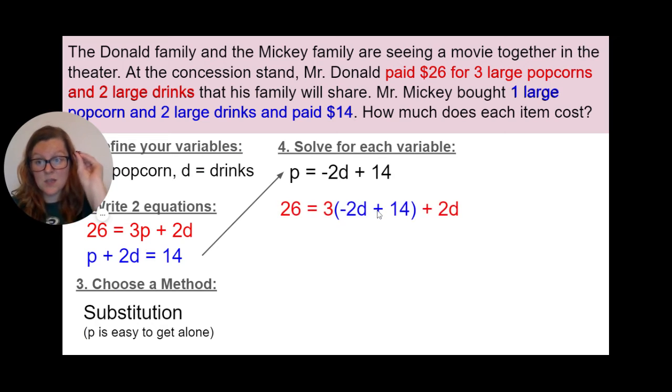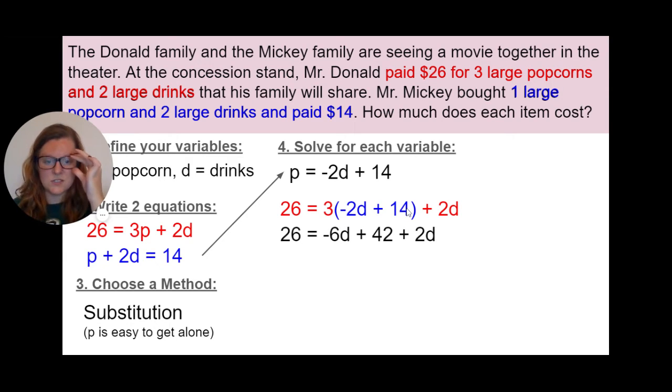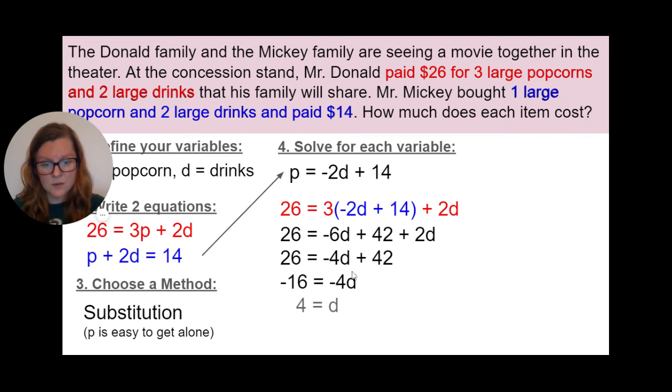And I'm going to take that P and plug it into the other equation for this P right here. So I get this equation. Go ahead and distribute that 3. So I get 26 is equal to negative 6D plus 42 plus 2D. Combine your like terms on that right side. So when you're combining your like terms, remember, negative 6 plus 2 gives you a negative 4D. Move all your numbers to the other side, so subtract this 42. Then divide by a negative 4 to get D completely by itself.